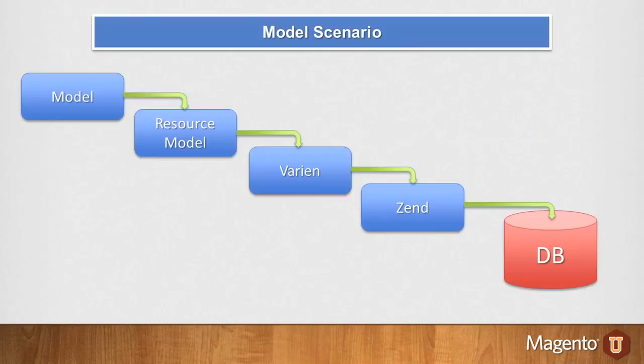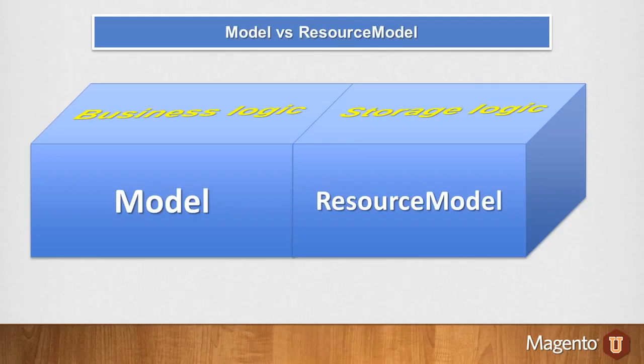If we organize these two ideas in a sequence as they retrieve a value from a database, they will be ordered as you see on the screen. A model uses a resource model, then the resource model uses Varien and Zend libraries. As a matter of fact, the model and resource model represent one functional unit, but with different roles. A model is where you put all business-related logic. A resource model is where all storage-related functionality is located. It mostly deals with the SQL queries.